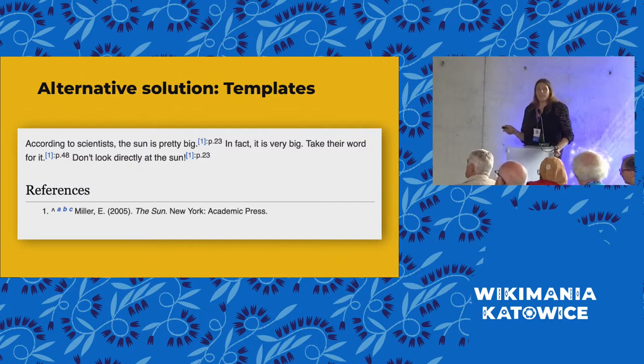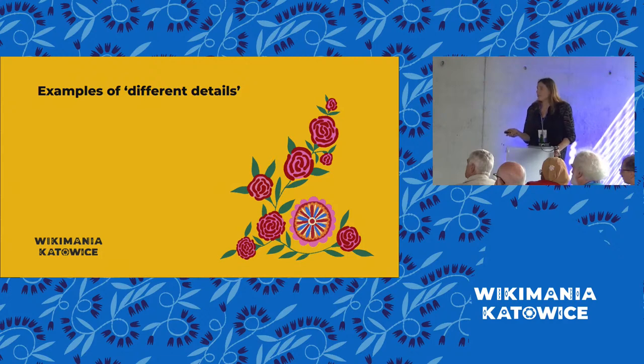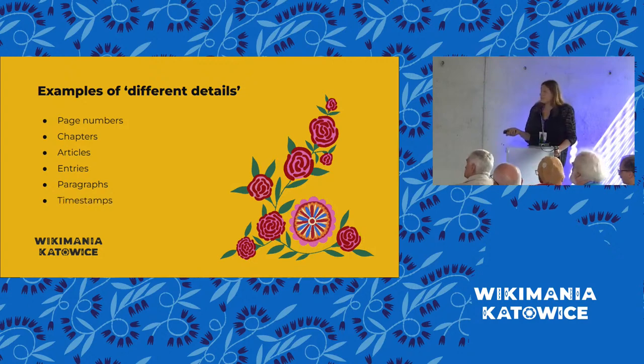So these examples are all only looking into books and page numbers. But of course, you can probably figure out a lot of other ways in which you have references that you want to reuse, but just with slightly different details. A few examples: page numbers in printed text or books, of course, chapter numbers or names, article numbers, for example in laws or treaties, entries in reference works like dictionaries or encyclopedias, paragraph numbers maybe in handbooks or manuals, and timestamps for video or audio material, and probably many, many more.